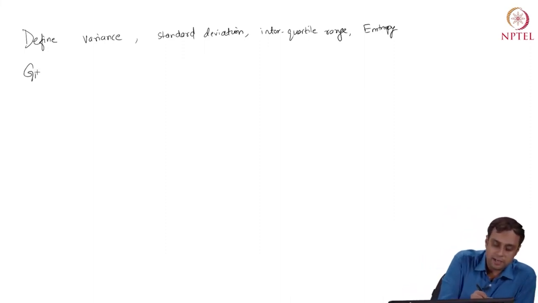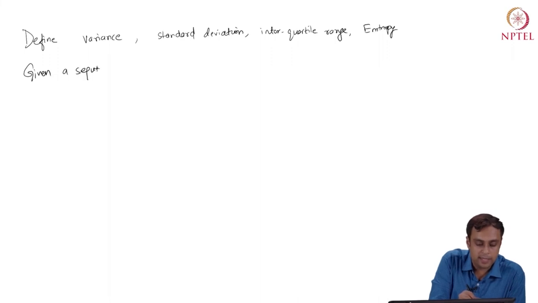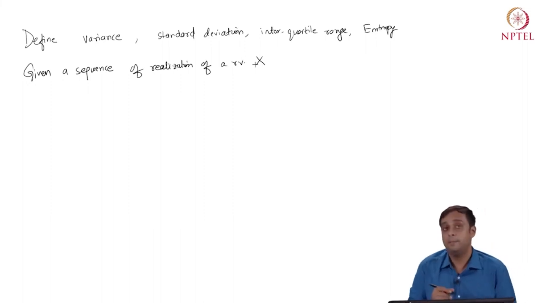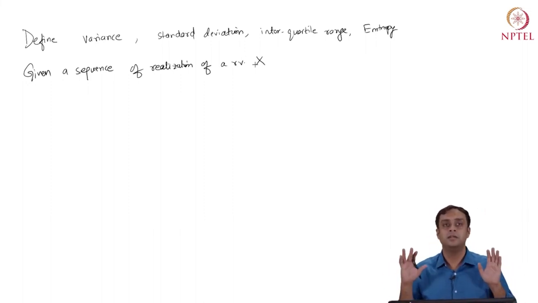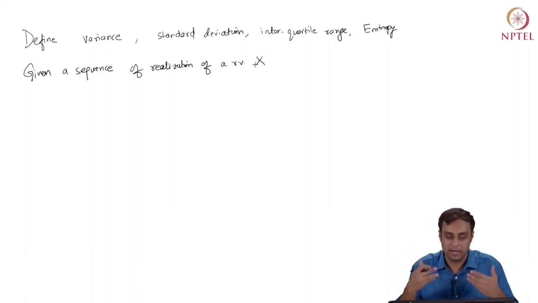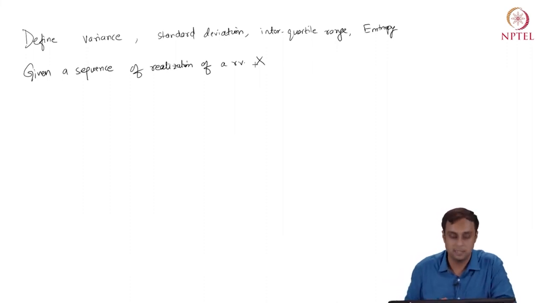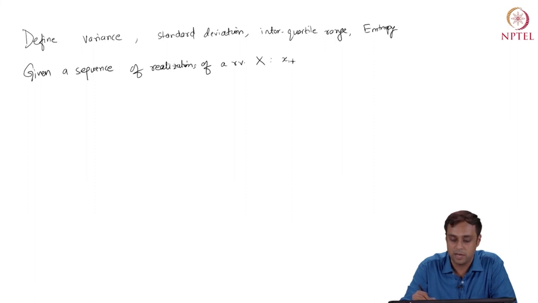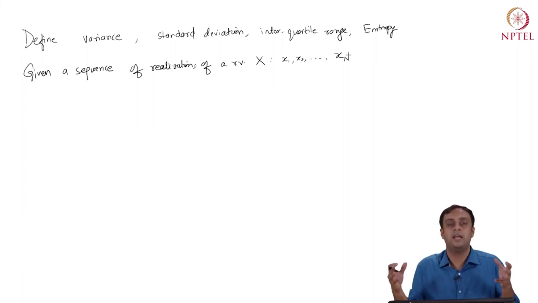So, given a sequence of realizations of a random variable x, I'm not invoking space now. I'm first defining these metrics. We are just doing a quick recall so that we can then apply these metrics to spatial data. So I have a sequence of realizations of a random variable x, let's say x1, x2, all the way to xn. So I have capital N realizations.